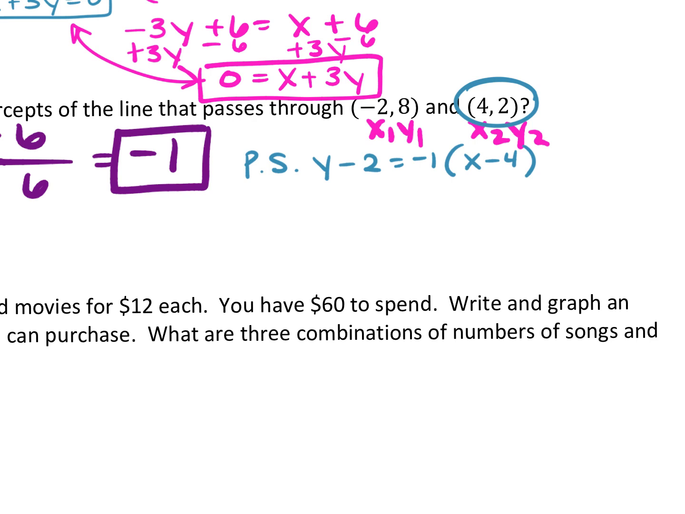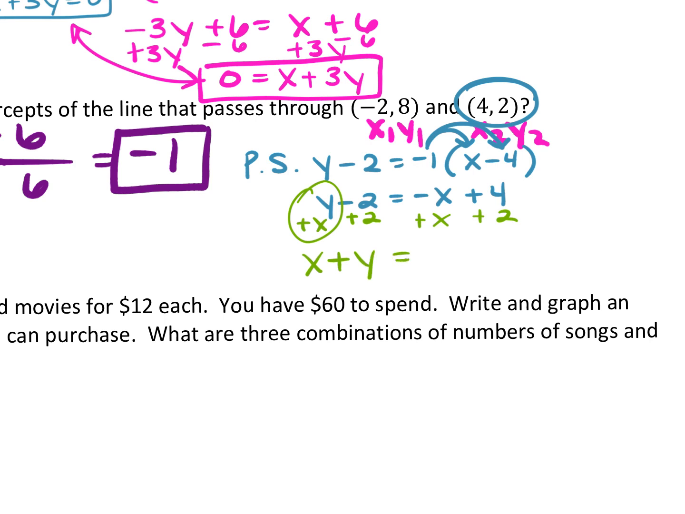Okay, but now we want to turn it into standard. How do you turn that into standard form? Negative 1 times x. Right, we're going to distribute. Okay, so y minus 2 equals negative x plus 4. Okay, then I would add the x to both sides, and I would add the 2 to both sides. So I'm going to get over here, x plus y. Over here, I get a 6. So that is your equation in standard form.